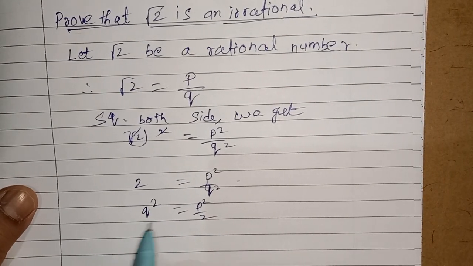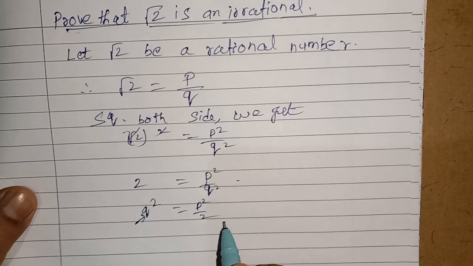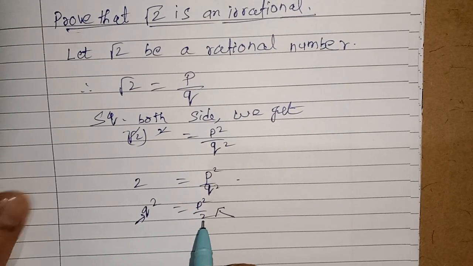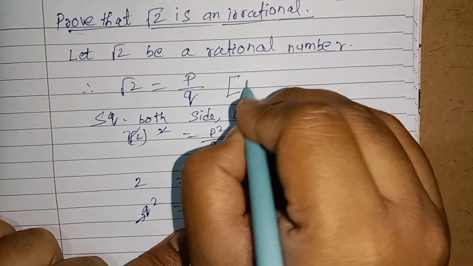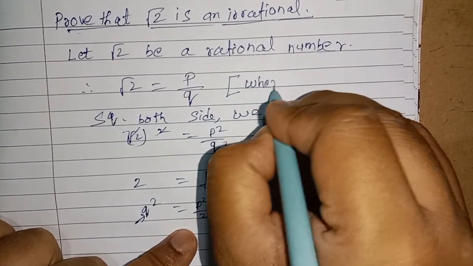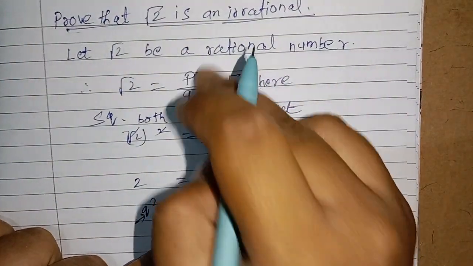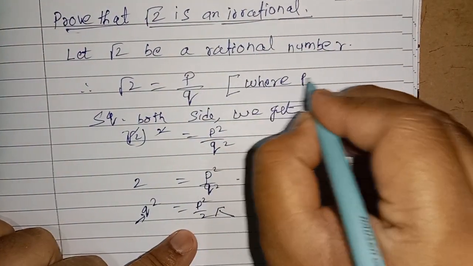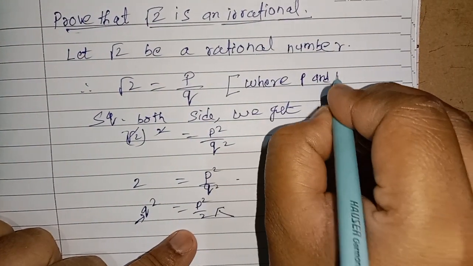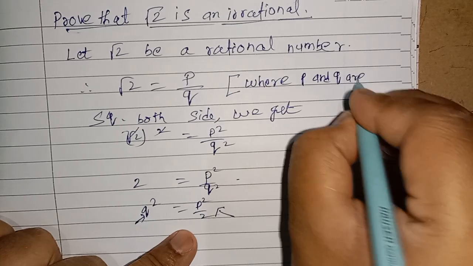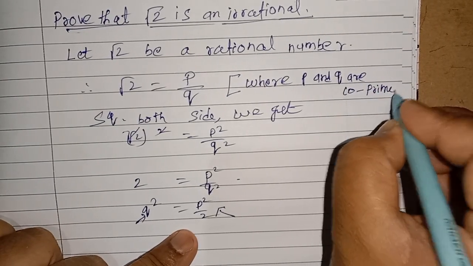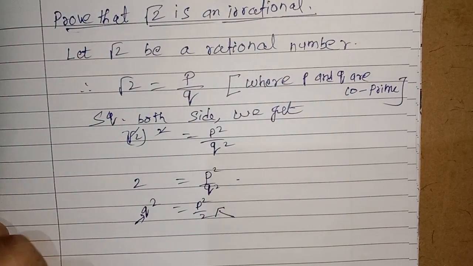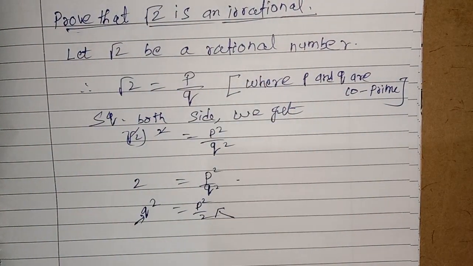Okay, now the left side is an integer, so the right side must be an integer. Here we have to write one more thing: p and q are co-prime. I mean their HCF is 1. There is no common factor between p and q, where p and q are co-prime. Co-prime means their HCF is 1. There is no common factor between p and q. Okay, and p and q are integers also.